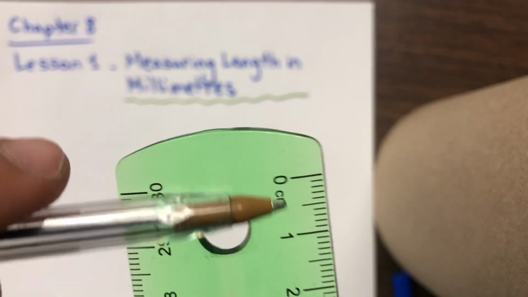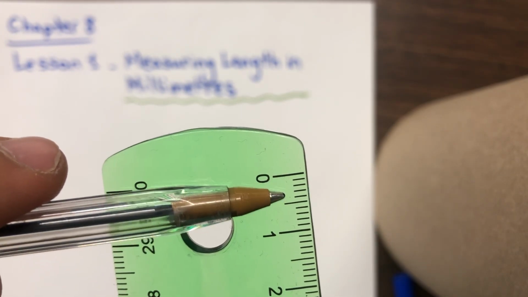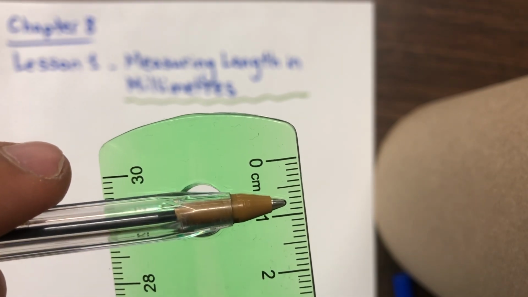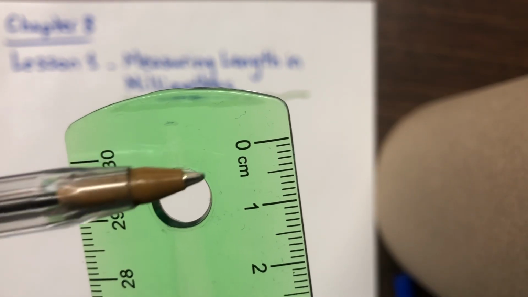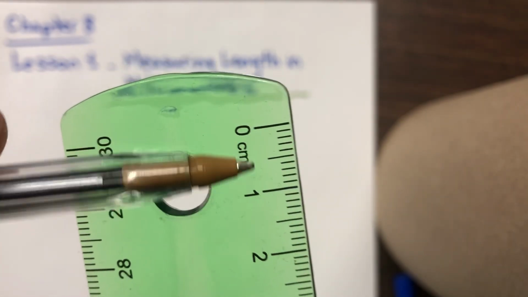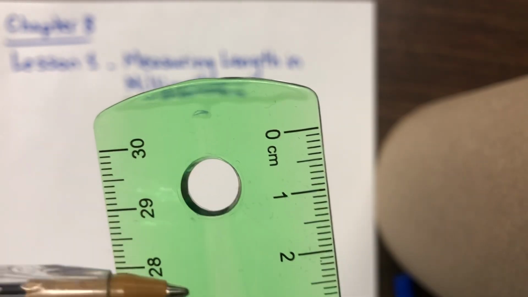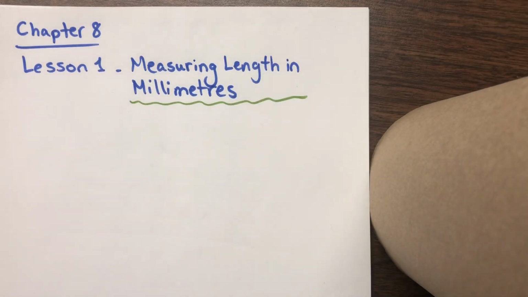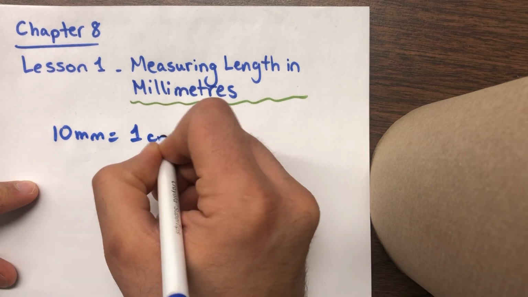So we'll do that. We got 1, 2, 3, 4, 5. That longer one is 5, 6, 7, 8, 9, 10. So we counted from 0 centimeters to 1 centimeter, and we got 10 smaller dashes. That means 10 millimeters is equal to 1 centimeter. So we'll write that down: 10 millimeters equals 1 centimeter.